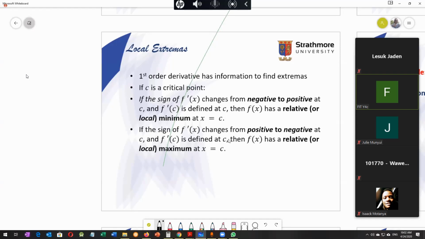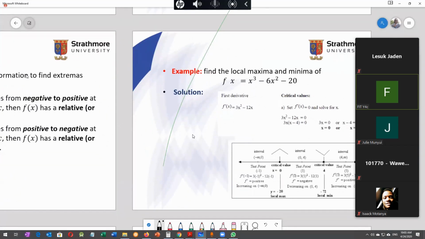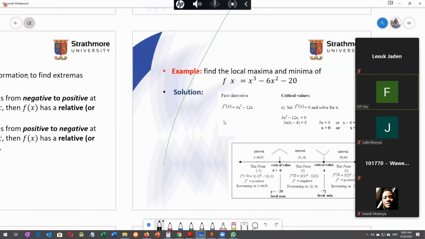They're actually very important. If the first order derivative changes from positive to negative, it means we are going to feed some values here and then check, how is this derivative behaving? Is it changing from negative to positive? Then we can actually know how to get the maxima and the minima. There's an example here. Please do this example. The questions I'll give you will test these ones.